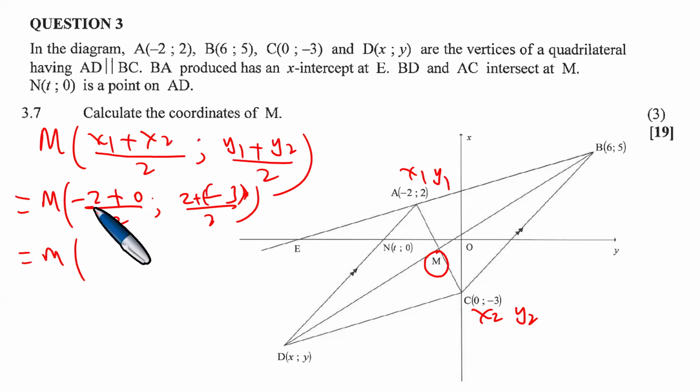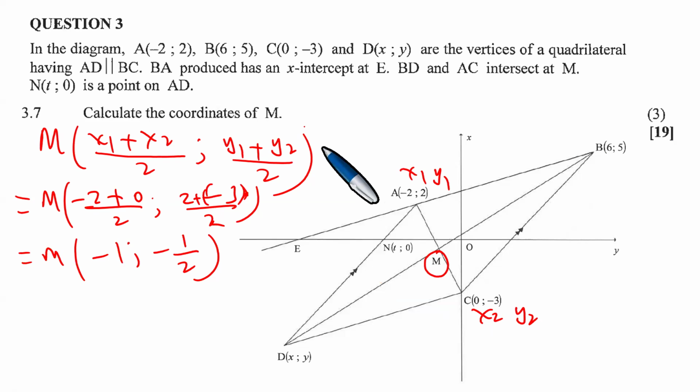So what is minus 2 divided by 2? It's minus 1, and 2 minus 3 is minus 1 out of 2, like so. Right, and this has given us the coordinates of M, because the examiner said calculate the coordinates of M, and the coordinates of M are minus 1 and minus 1/2. So pay attention and make sure that all is well, and we proceed to the next question.